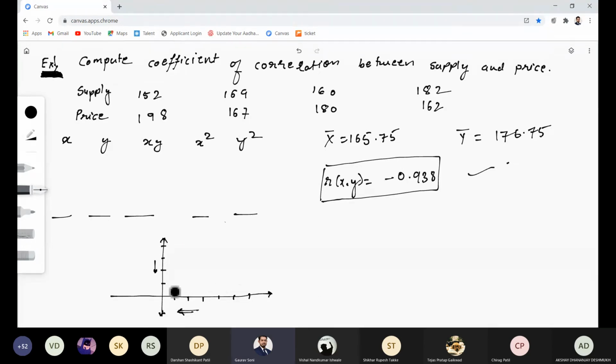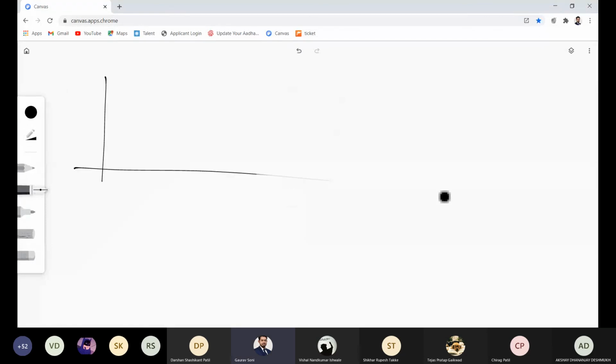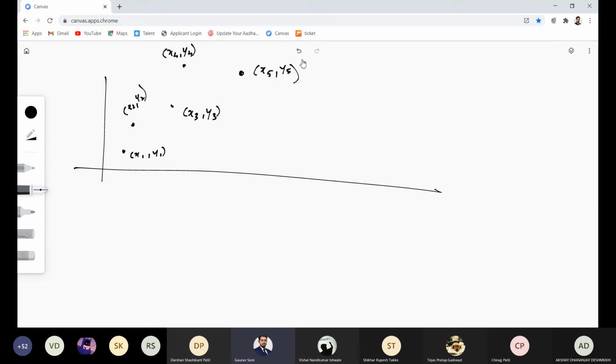Okay, so I can plot this data. Say for example, I have this kind of data, I'll do it on the next page. So I'll plot the data. Of course it is not in a straight line. So I have the first point x1, y1 and the second point x2, y2, the third point x3, y3, the fourth point x4, y4, and the fifth point x5, y5.